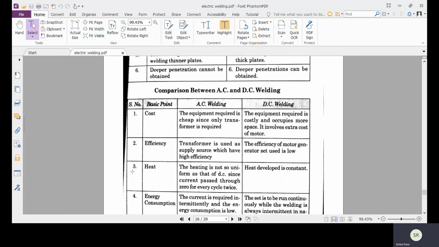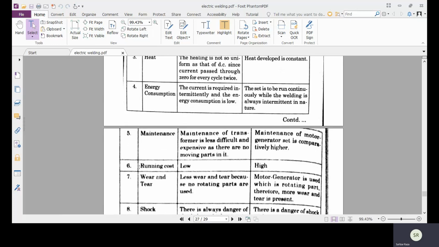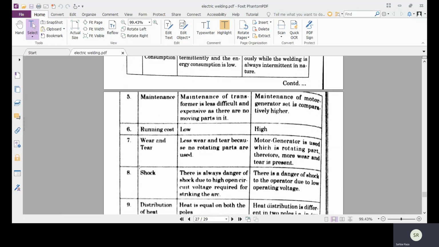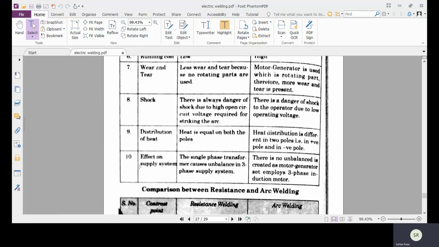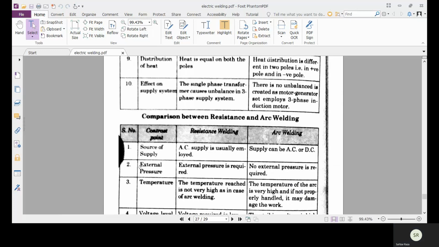Now next one is the comparison between the AC and DC welding. We have already seen in detail that with respect to cost, efficiency, heat, energy consumption, maintenance, running cost, wear and tear, shock, distribution of heat, effect on supply system. Over there in the theory, we have discussed this one by one, but here a comparative analysis has been made, which is very good, and try to read it yourself.